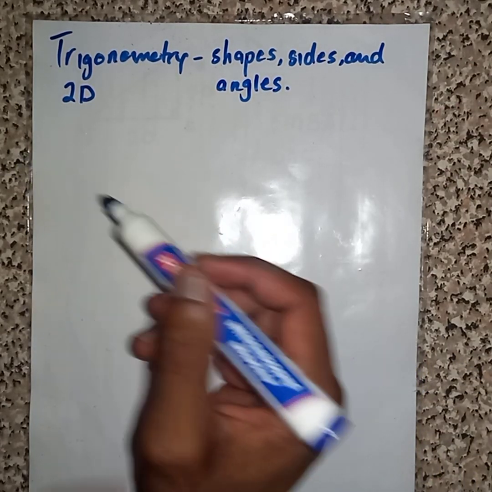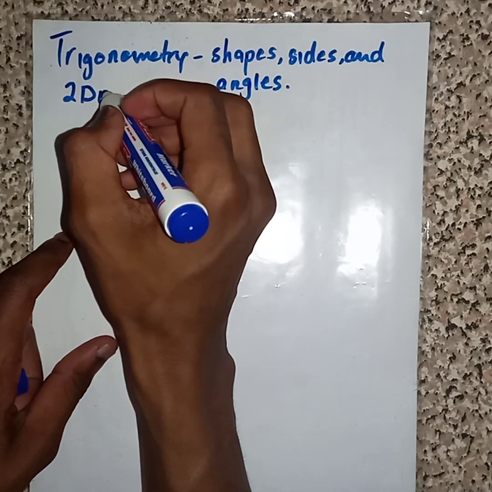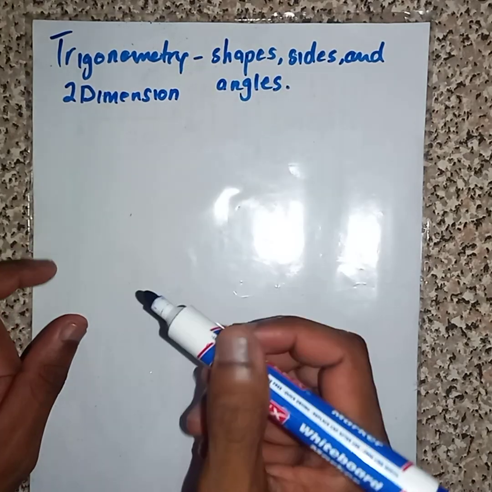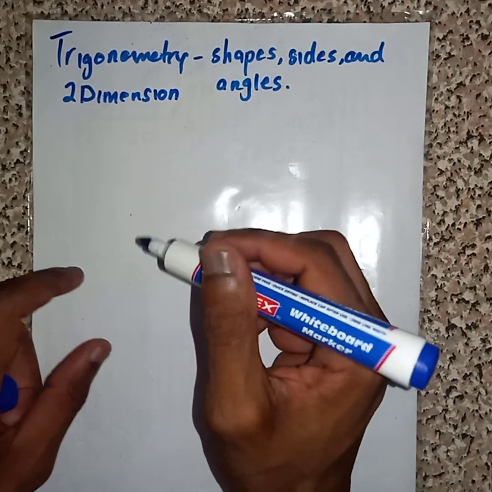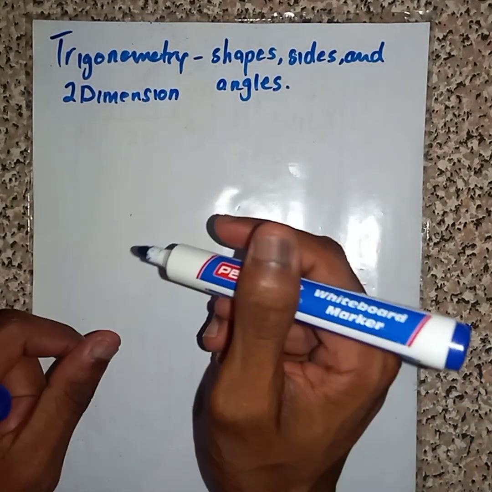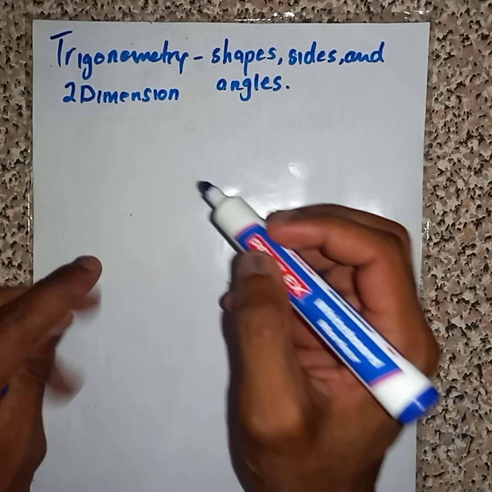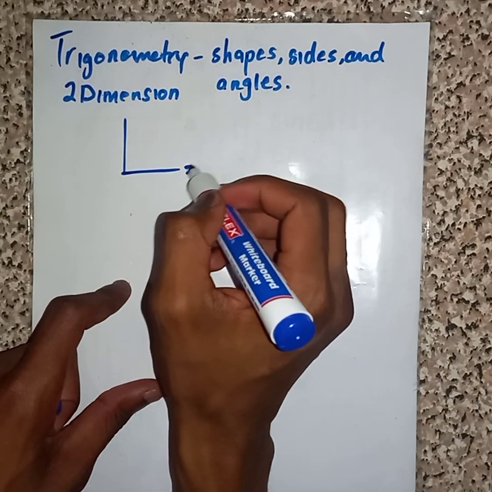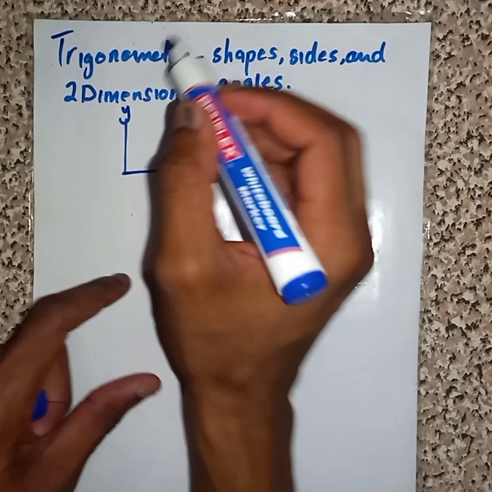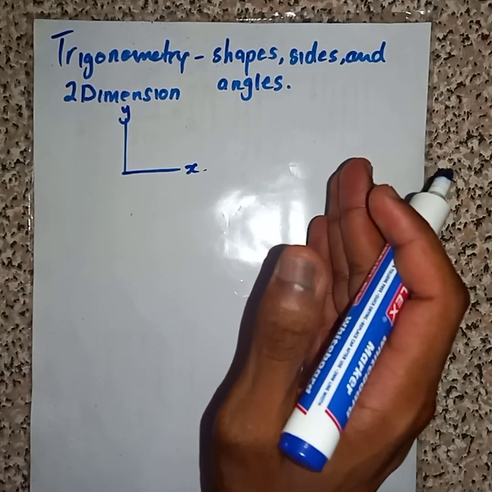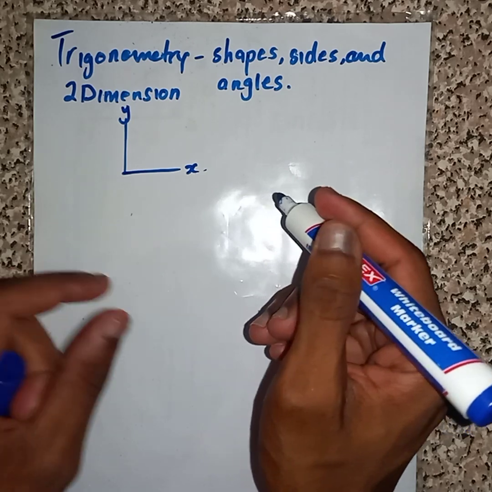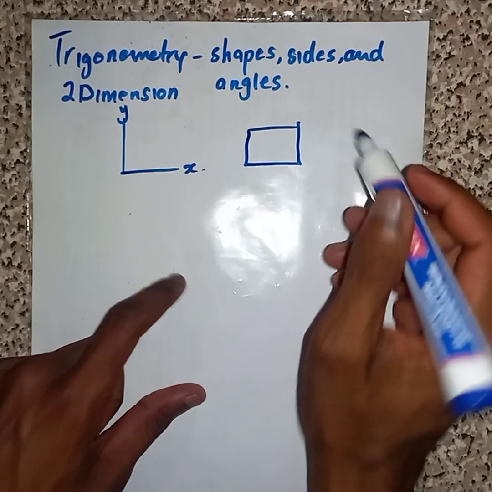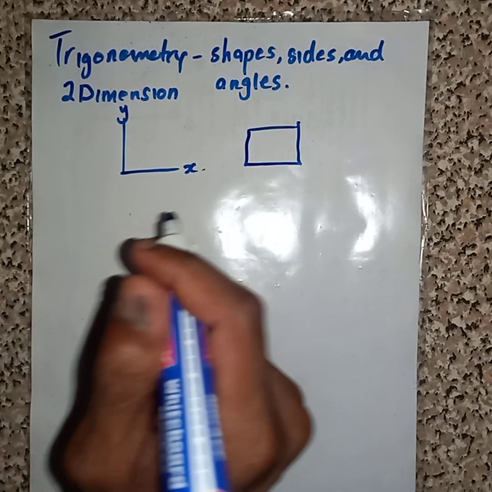Then now we have the term two dimension. Two dimension is a polygon which can be represented in a form of a plane. Normally it has what? The x and y. It can be represented in a form of x and y. That's a plane, a two dimension, like a square. It's a plane, a polygon.